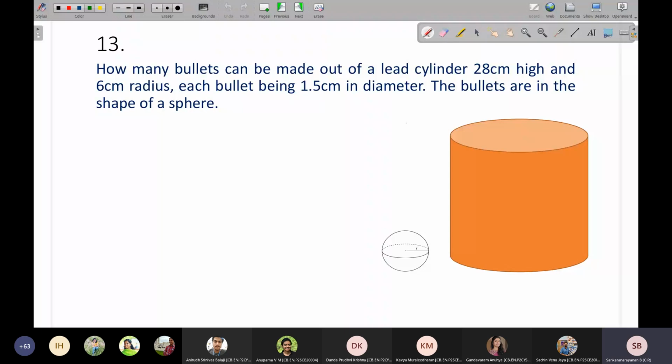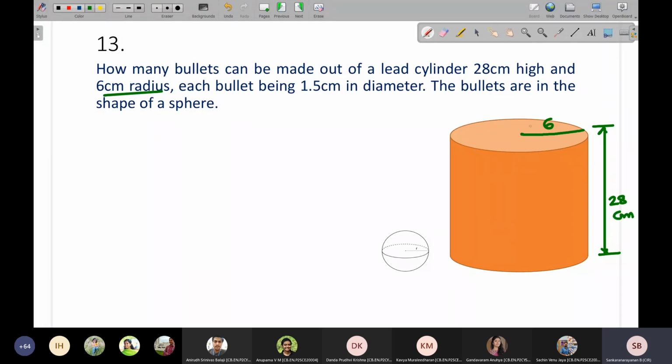Okay. Here you are considering a cylinder. This cylinder has a radius given to be 6 centimeters. From the center to the side, you can see it is 6 centimeter radius, and the height, as you can see, is 28 centimeters. So these are the units: 28 centimeter height and 6 centimeter radius.